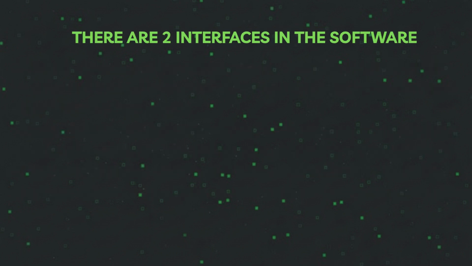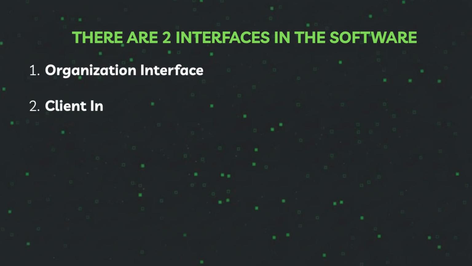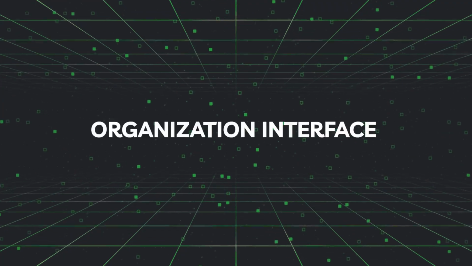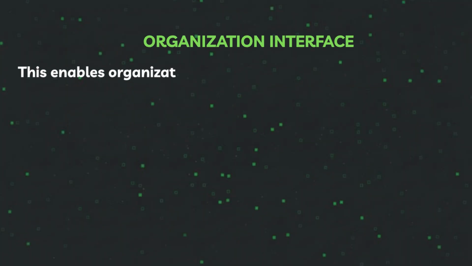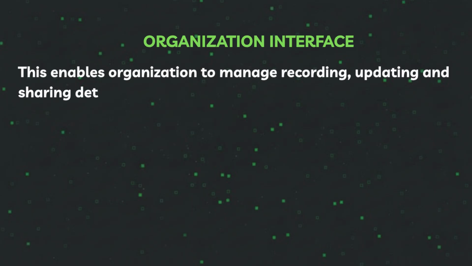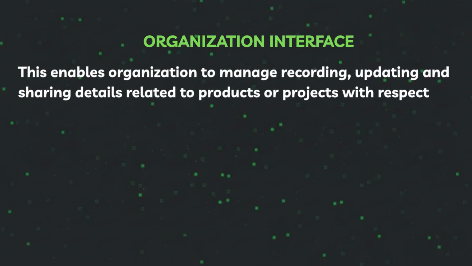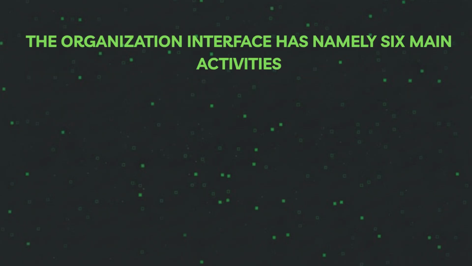There are two interfaces in the software. 1. Organization interface. 2. Client interface. Organization interface. This enables organization to manage recording, updating, and sharing details related to products or projects with respect to emissions. The organization interface has namely 6 main activities.